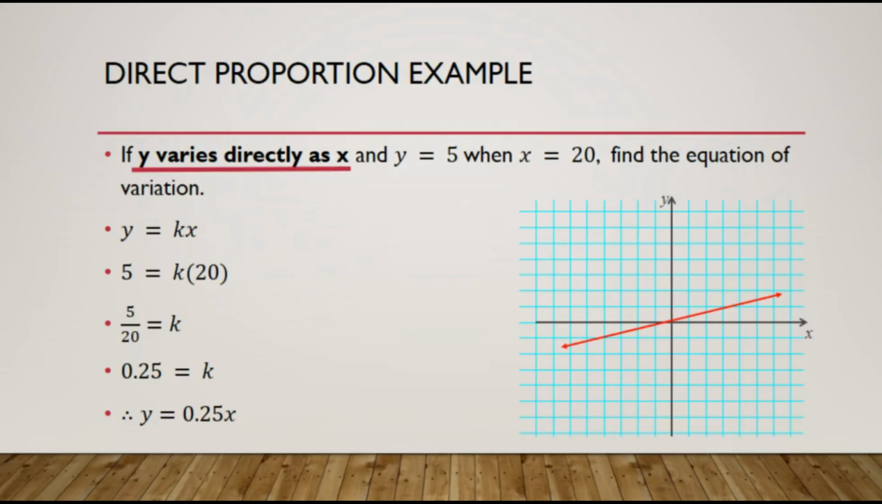It should be noted that when y varies directly as x, the constant of proportionality is also the slope of the associated graph, the rate at which y changes with respect to x. A rise of 1 and a run of 4, 1/4, is equivalent to our 0.25.